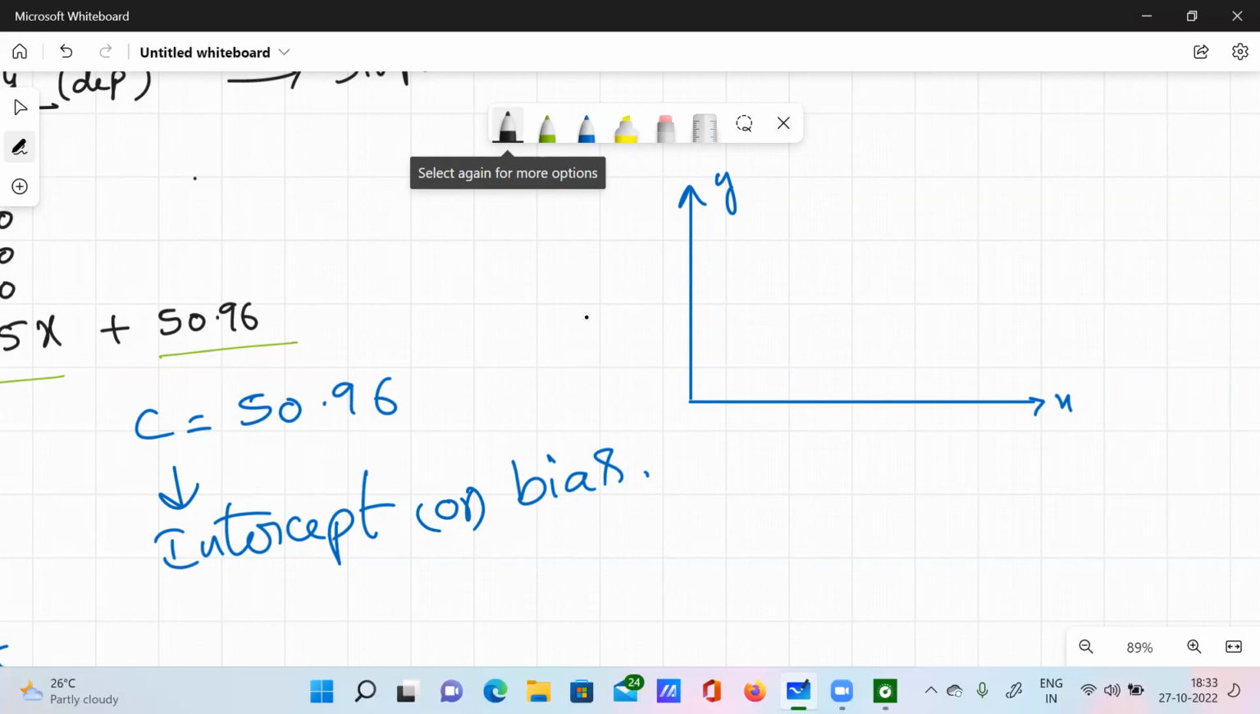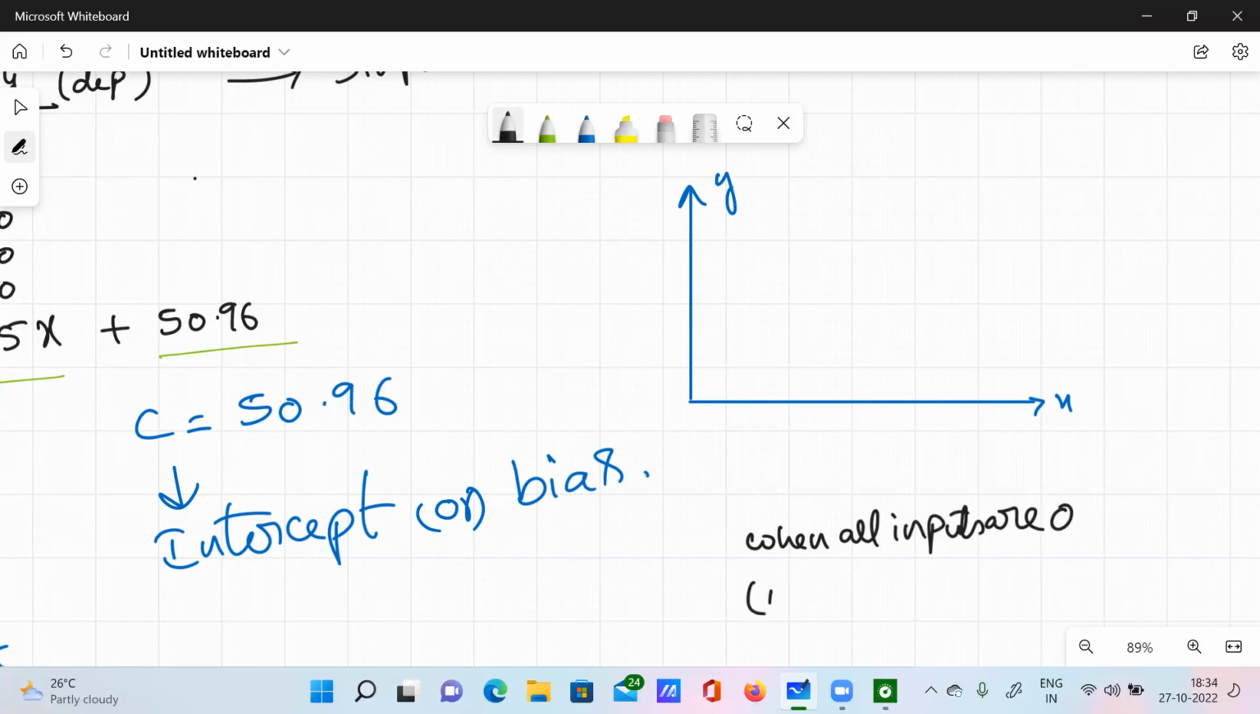So what does that mean? That means when all inputs are 0, means x equal to 0, what will be the value of y? So this is nothing but the intercept. So when x is equal to 0, this will be the 0, and the y value would be 50.96.